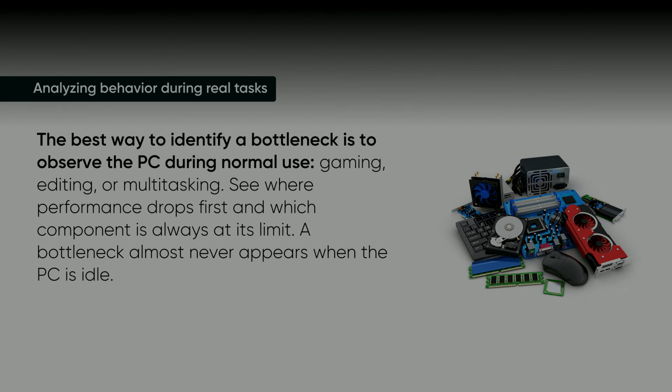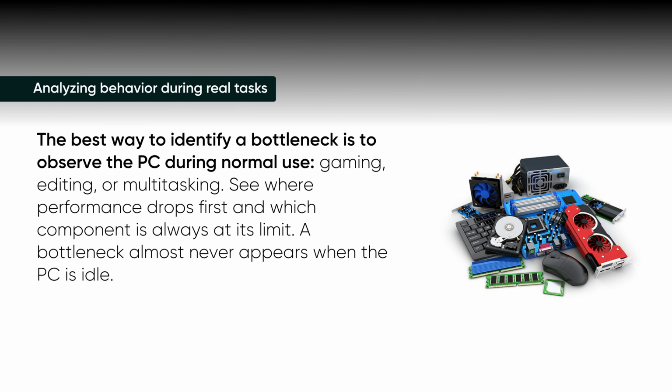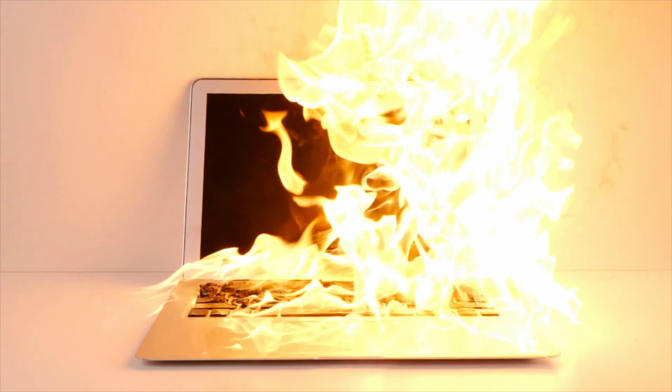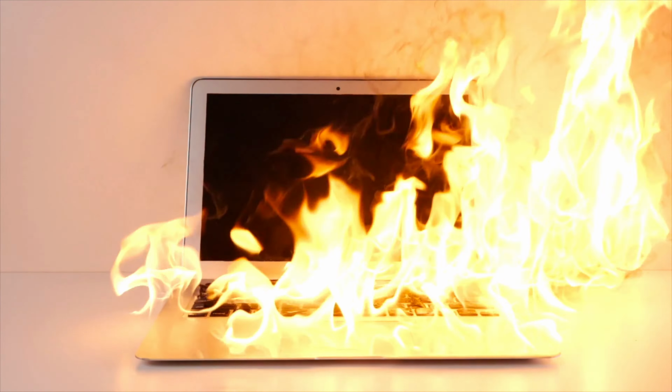Analyzing behavior during real tasks. The best way to identify a bottleneck is to observe the PC during normal use, gaming, editing, or multitasking. See where performance drops first and which component is always at its limit. A bottleneck almost never appears when the PC is idle.